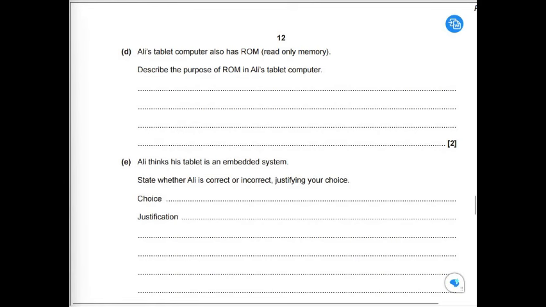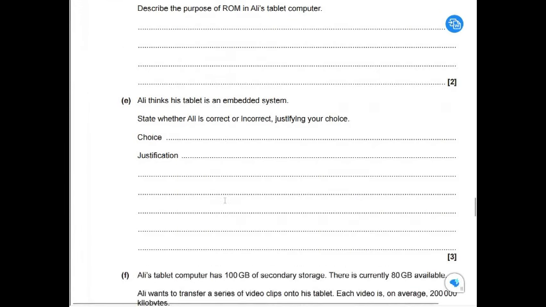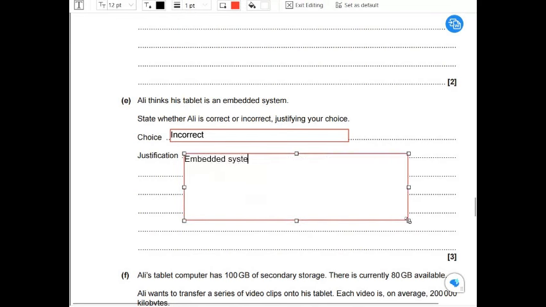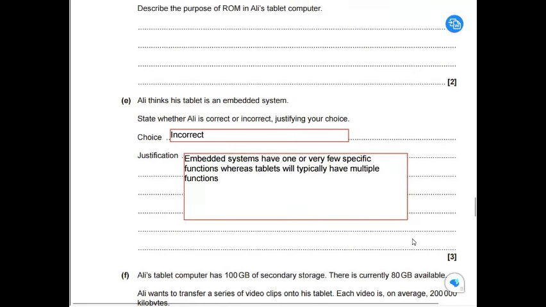And then last part of question 5. Ali thinks the tablet is an embedded system. State whether this is correct or incorrect and justify your choice. So it doesn't matter which one. So if you say correct or incorrect, that's going to be 1 mark. As it's a tablet, I would argue that it's incorrect. The reason why I would argue that it's incorrect is because embedded systems have one or very few specific functions, whereas tablets will typically have multiple functions. That would be my answer.